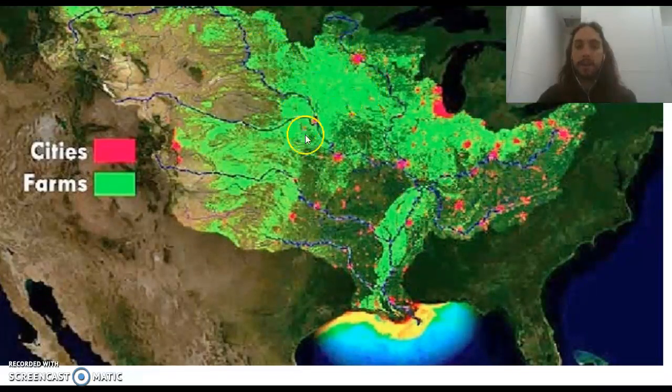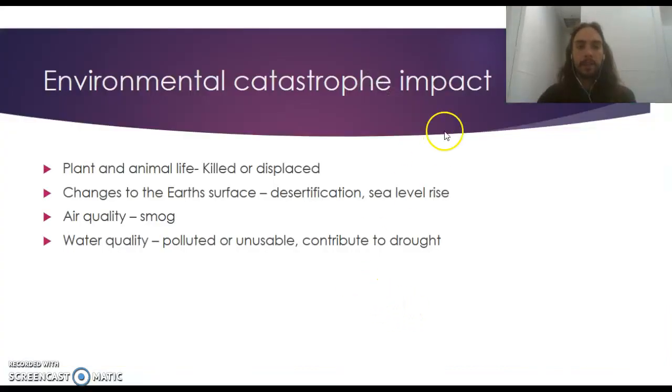All this green area is farmlands. It follows these riverways. It goes down the Mississippi River, goes all the way down, and then we've got this huge 5,000 kilometer dead zone in the Gulf of Mexico, which was normally a very productive system and has a lot of economic ties. This area down here isn't doing so hot because it's a fishing area, and they have no fish. So, environmental catastrophe impacts.